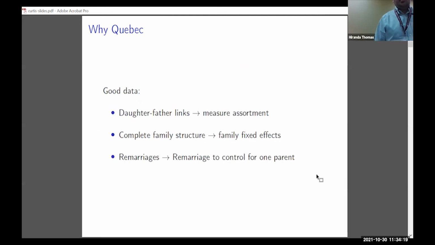It also has really good data. As opposed to, say, a linked census sample, the data I'm going to use has daughter-father links because women keep their family names when they get married in Quebec. It has complete family structures.